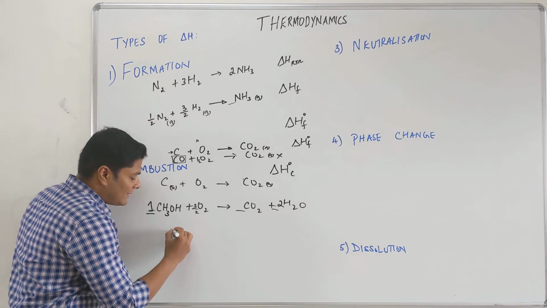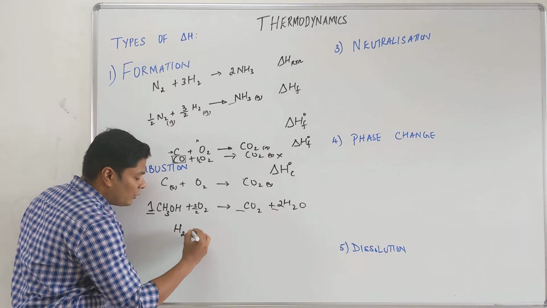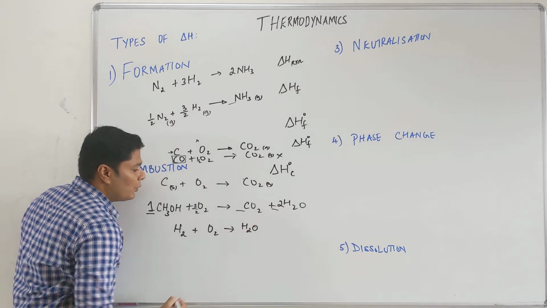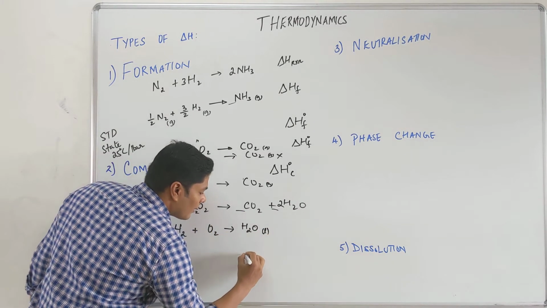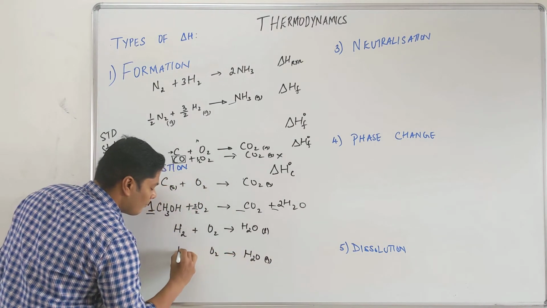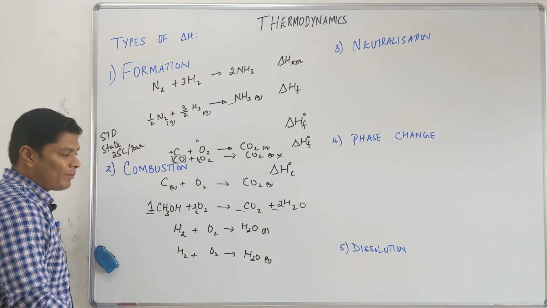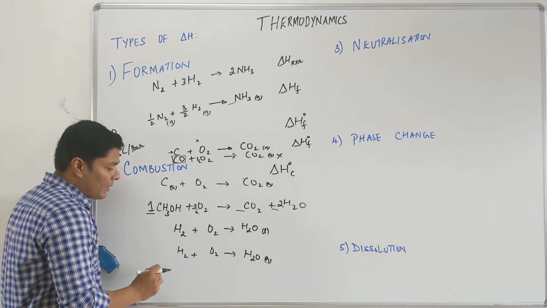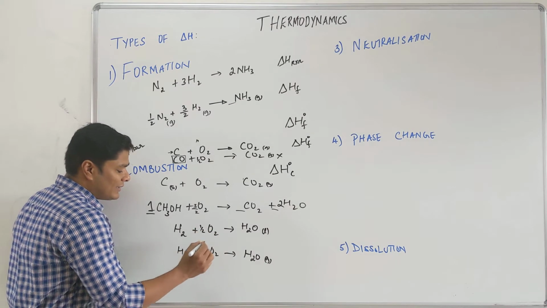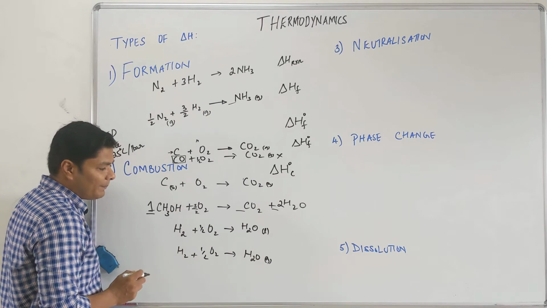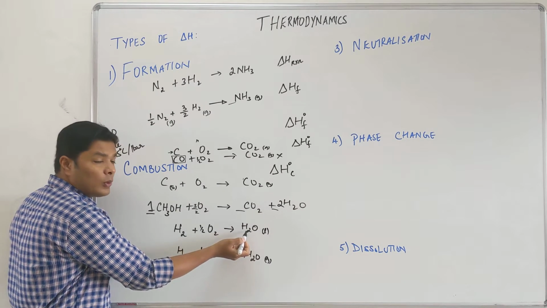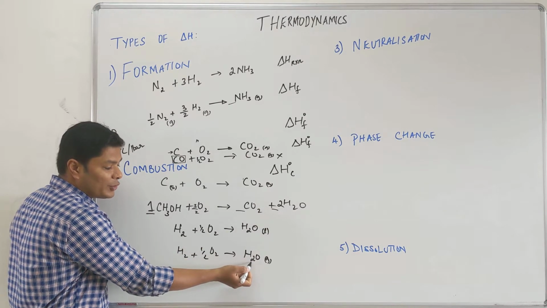Now I am going to write an example where it matters what you form. H2 plus O2 gives you H2O, and I can make it liquid, I can make it gas. Now when you look at it, I have to balance the equation. So H2 plus, let's make it half O2, it's just easier. Now when you look at both of them, you can see that this is the heat of formation of H2O liquid. This is the heat of formation of H2O gas.